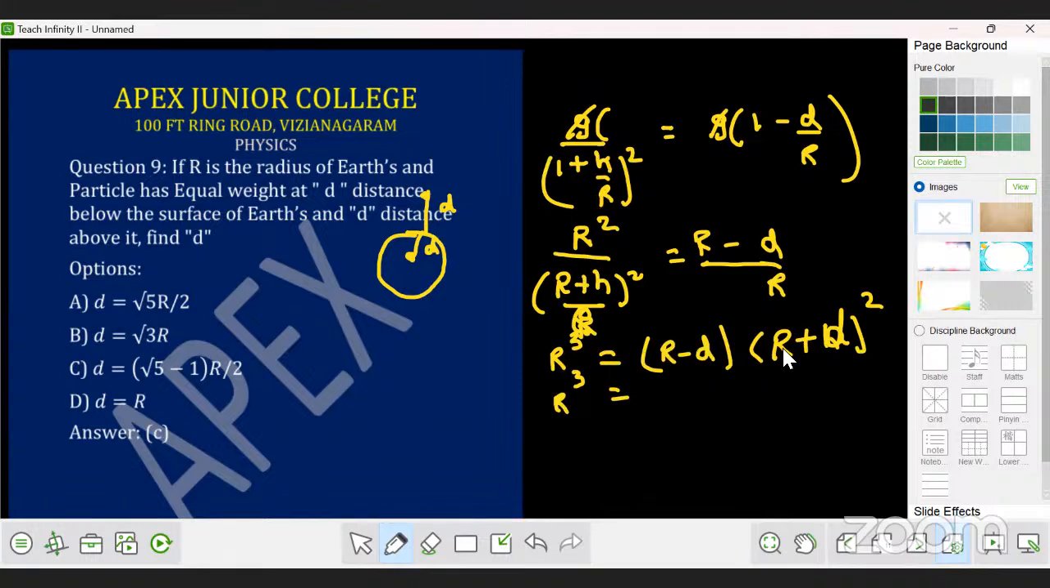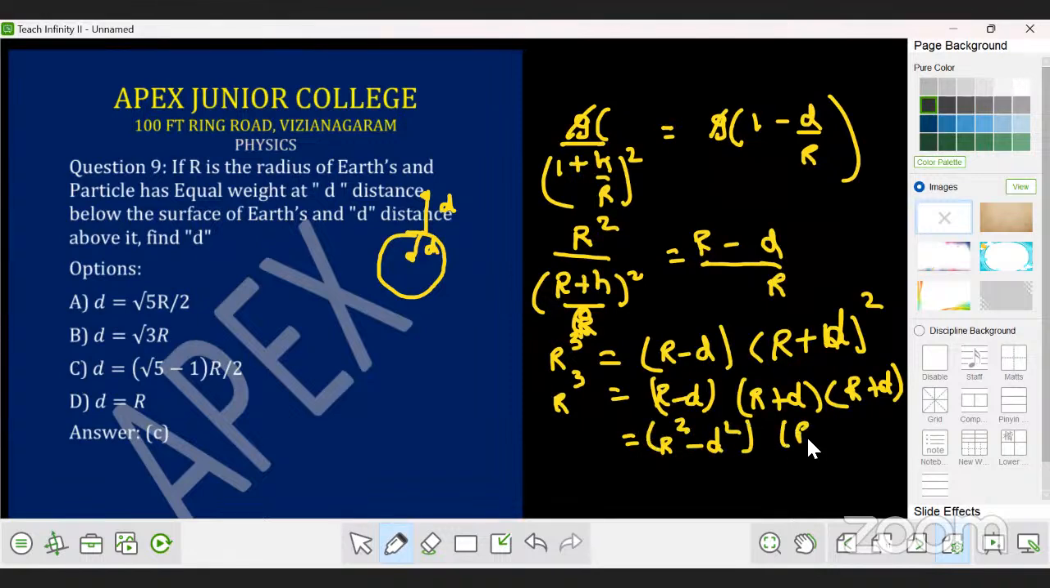This can be a plus b whole square. It is in the formula of a plus b whole square, a square plus b square plus 2ab. By multiplying all of them, r minus d into r plus d I will write, because r minus d into r plus d can be taken as r square minus d square into r plus d.